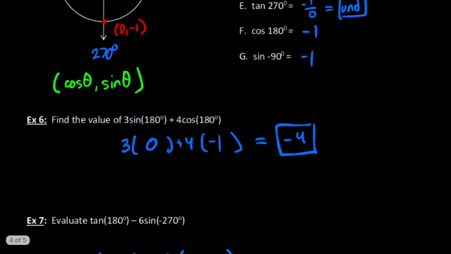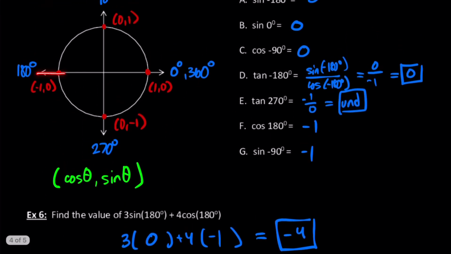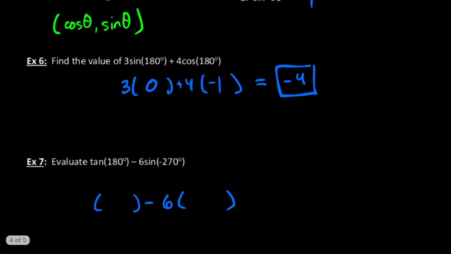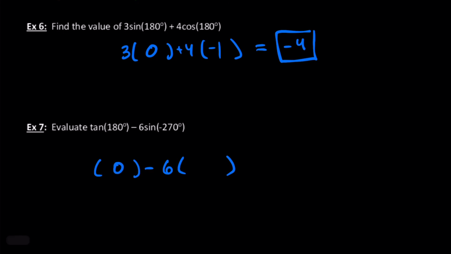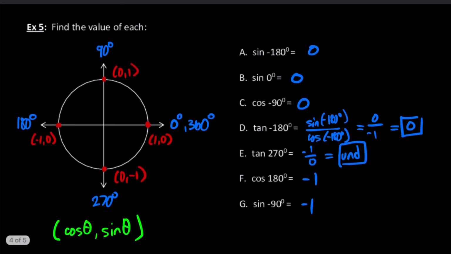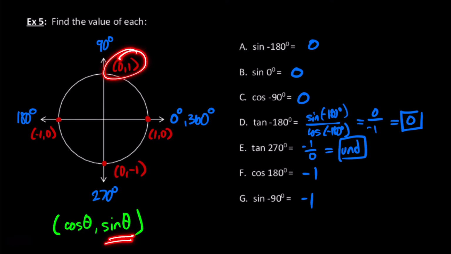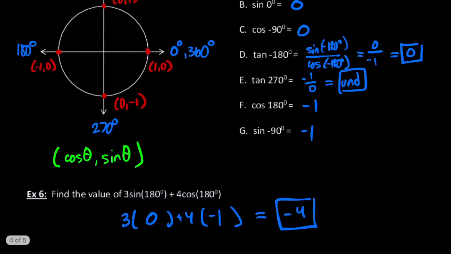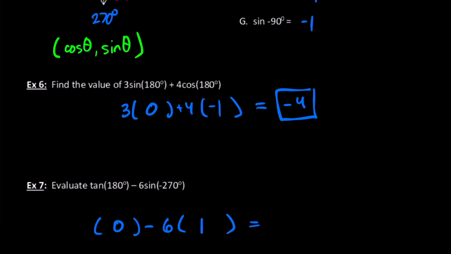Next, evaluate tangent 180 minus 6 sine negative 270. So I'll have something here, minus 6 times something. Tangent 180. Well, I just gave you guys that little tip. The slope of that line right there is 0, so tangent of 180's got to be 0. Sine of negative 270. So negative 270 is the same as a positive 90, right, if you go the negative direction. So let's go up here to 90. There's my coordinate. Sine is the y value. I want the y value there. That's 1. 0 minus 6 times 1 is negative 6.